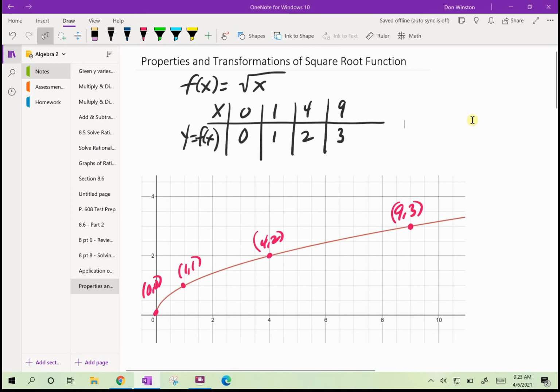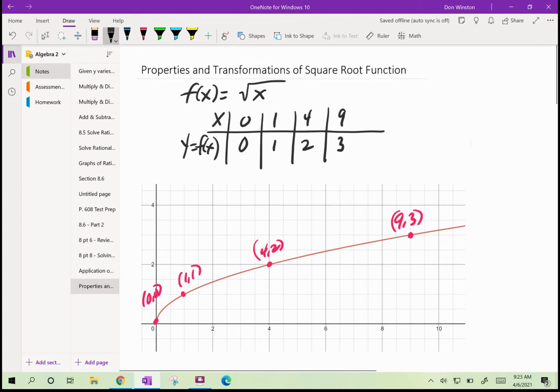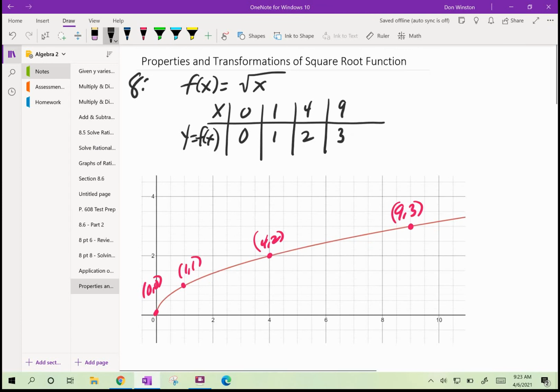Today, well, this is actually 8.7. I skipped 8.7. I went from 8.6 to 8.8. And today we'll be looking at section 8.7, properties and transformation of square root functions. And I'll keep this pretty simple. We'll just take a look at the square root function.